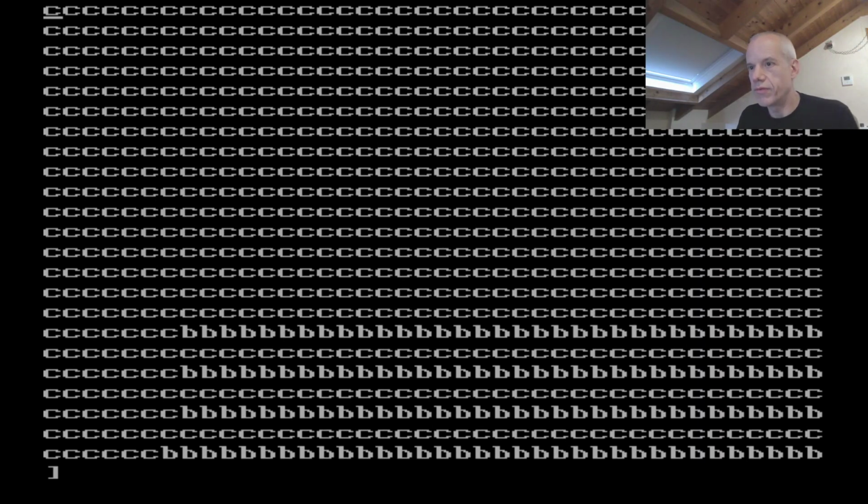And for quite long, this is how me and my brother were programming the Apple II. So by entering hexadecimal values and just looking at the disassembly.